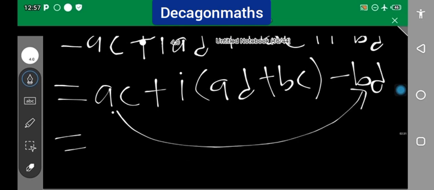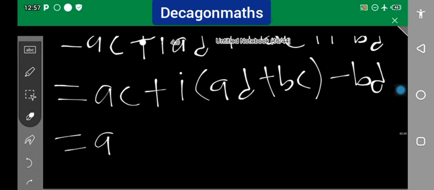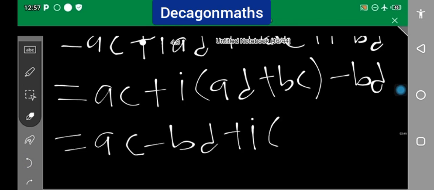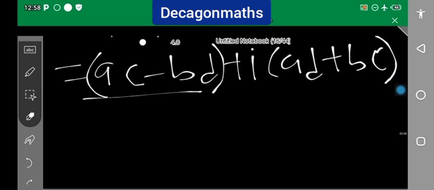Now we can bring this and this together to form the real part. So we write AC minus BD plus i bracket AD plus BC. And so this is what we have. You can also put this in bracket like this. So this implies that AC minus BD is the real part, while AD plus BC is the imaginary part, and i remains our imaginary unit.